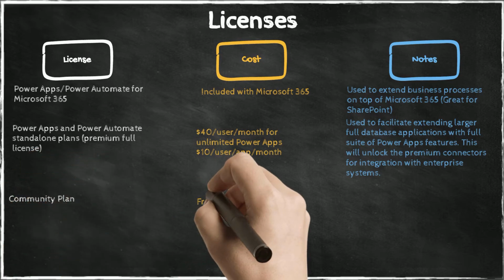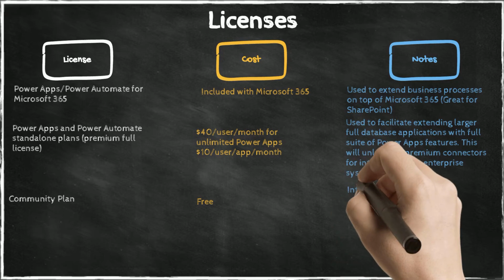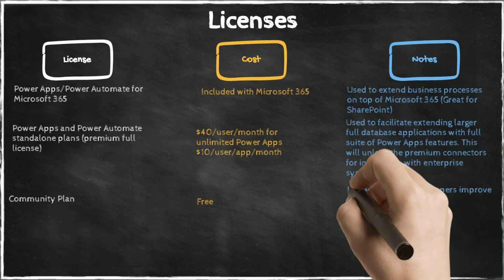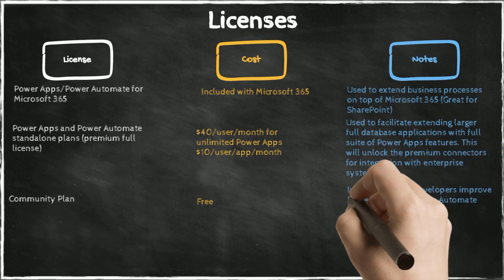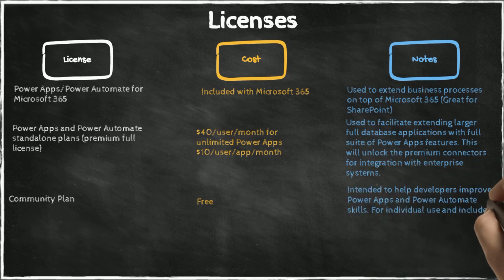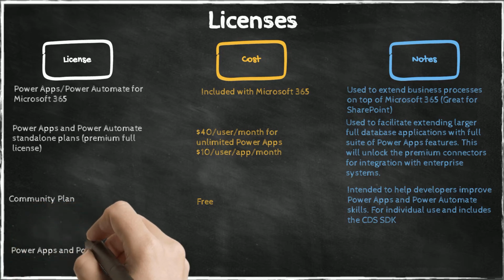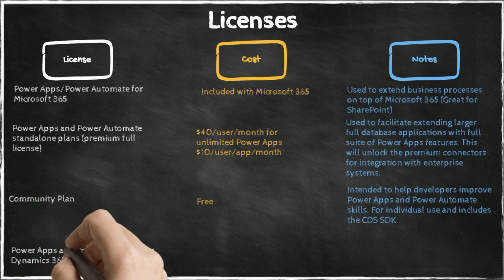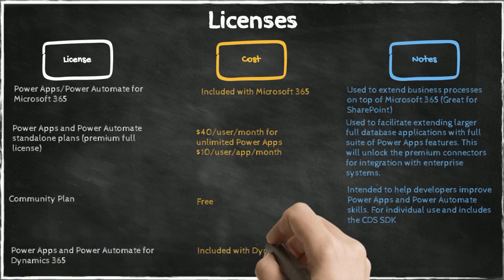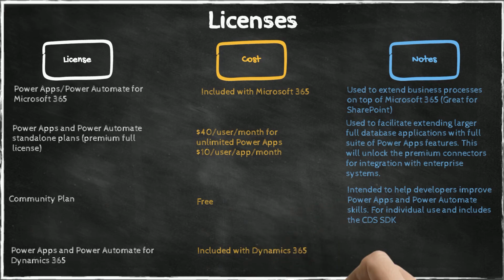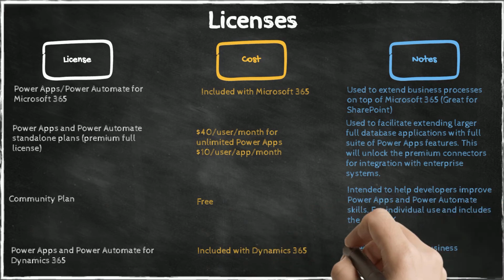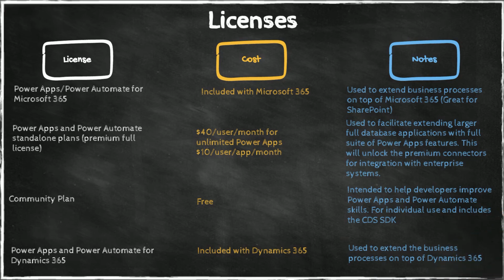The third license is the Community Plan. It is intended to help developers improve their Power Automate and Power Apps skills. It's made for individual use and includes the Common Data Service SDK. The fourth and final license is Power Apps and Power Automate for Dynamics 365. It is included with Dynamics 365 and is used to extend the business processes on top of Dynamics 365.